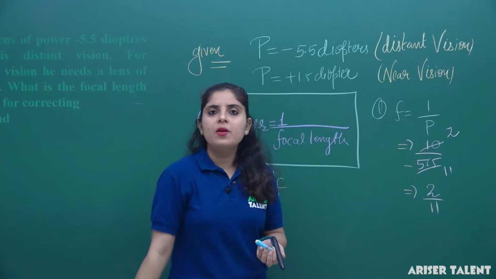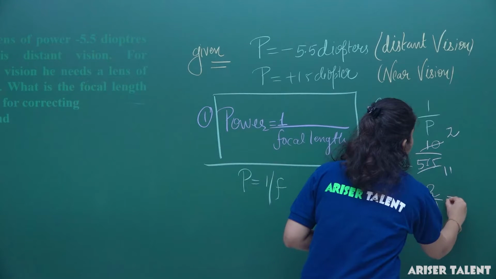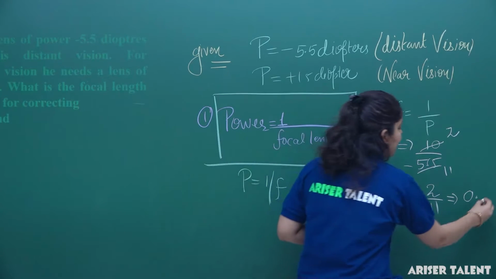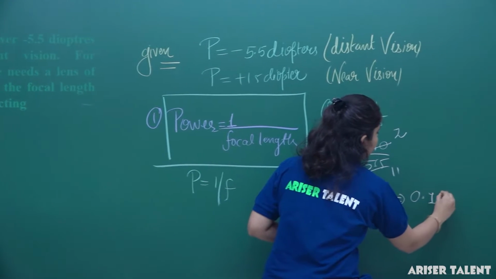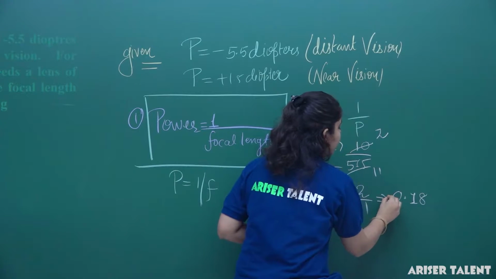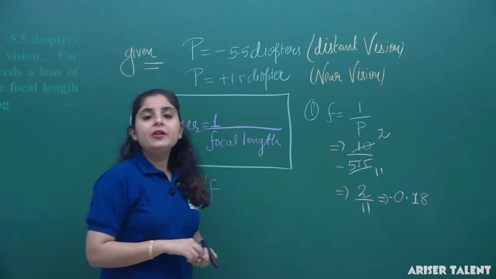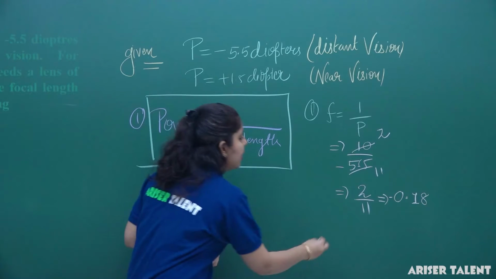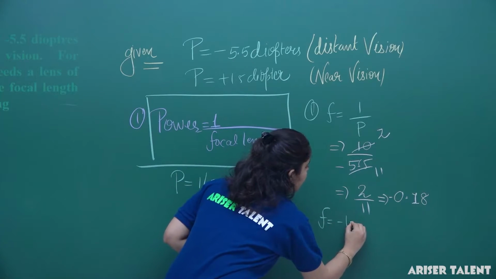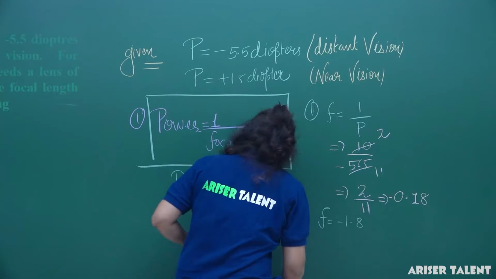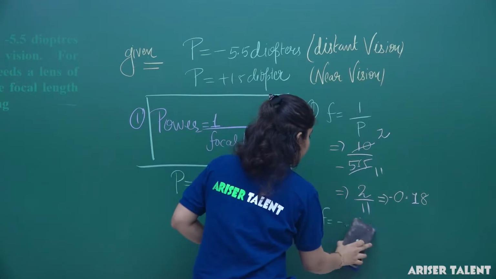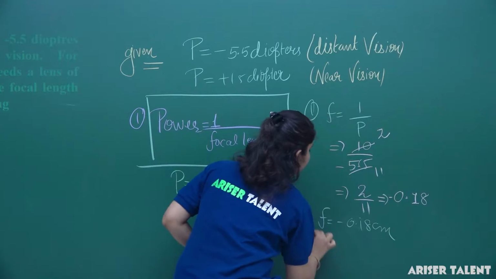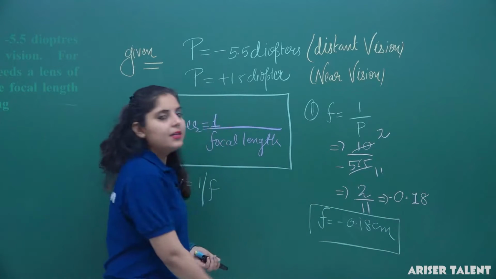So how much will 2 upon 11 give you? The 2 upon 11 will give you a value, that is 11 ones are 11, there comes a 9, and 0.18, and it will be in the negative. So 0.18 will be the focal length for the distant vision you have. So the correct answer we have is minus 0.18 centimeter. It is minus 0.18 centimeter, that is the focal length for the distant vision.